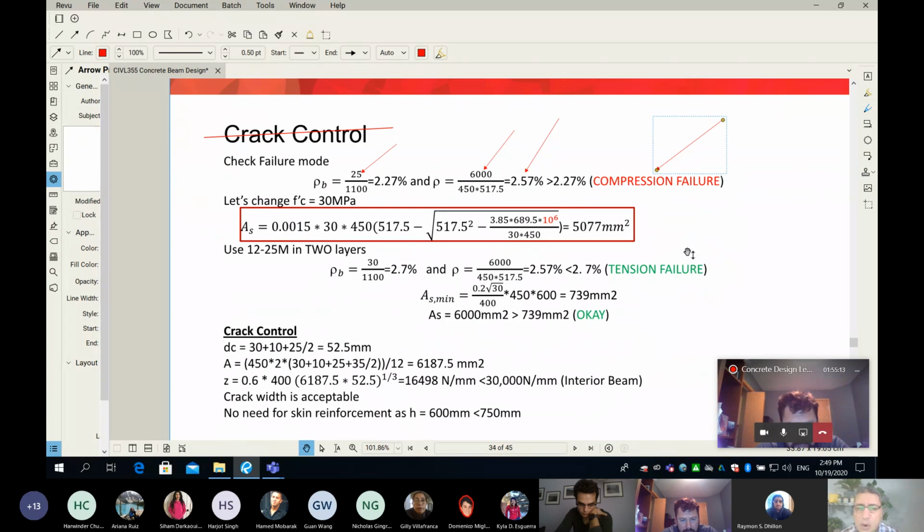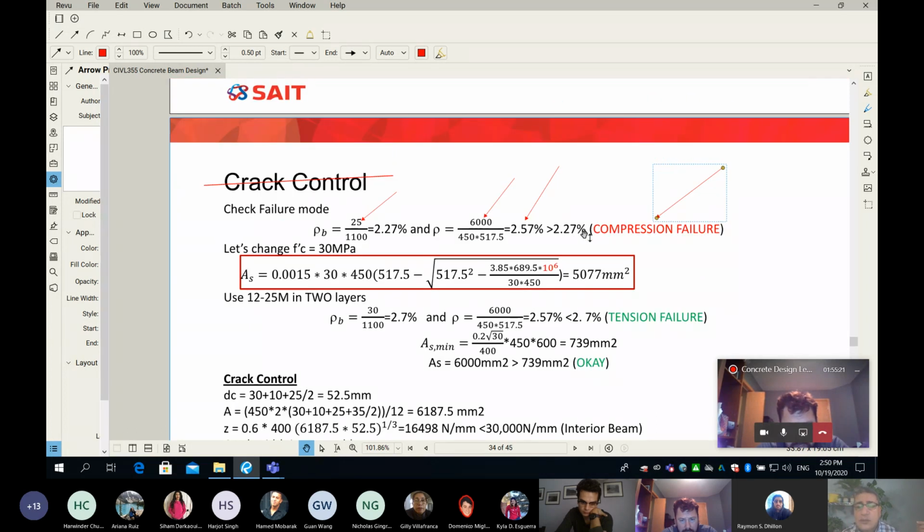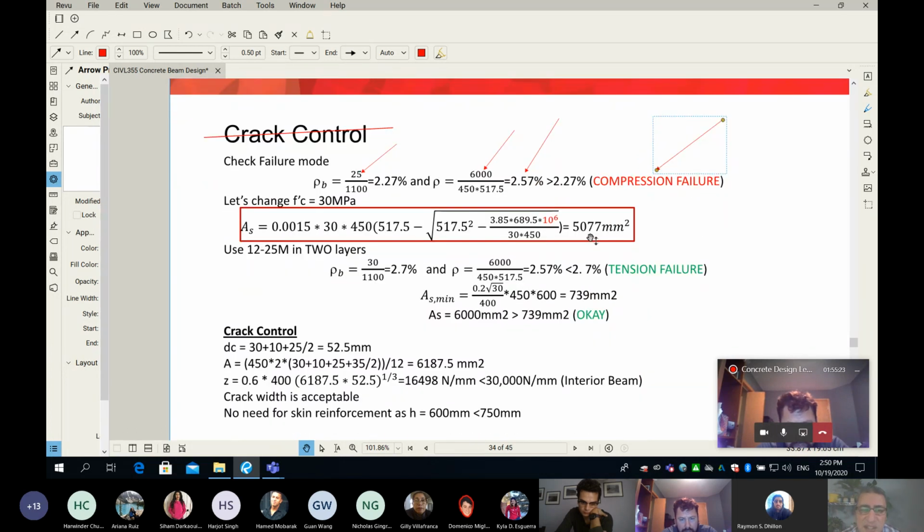And what I did is I propose, which will be super easy. You can change the depth of the beam. You can change the width of the beam. You can change F'c or add compression rebar. So what I did here, I said, okay, let's see if F'c 30 will do it. So I repeat the whole problem one more time based on the 30. Everything stays the same. Look at this.